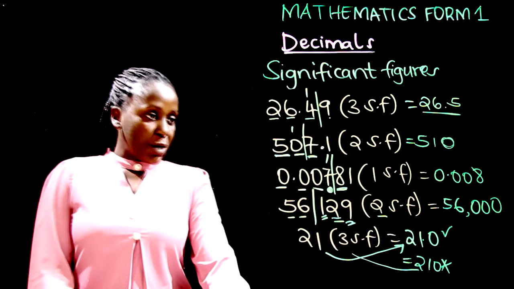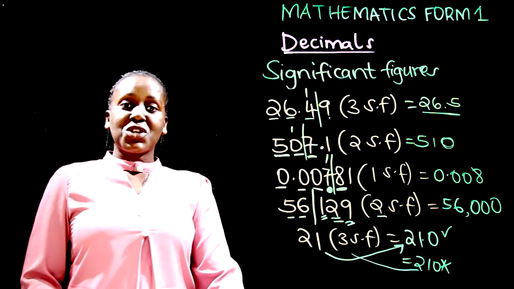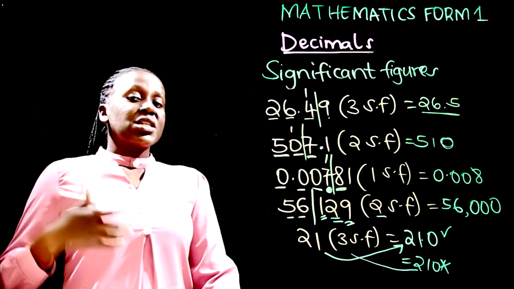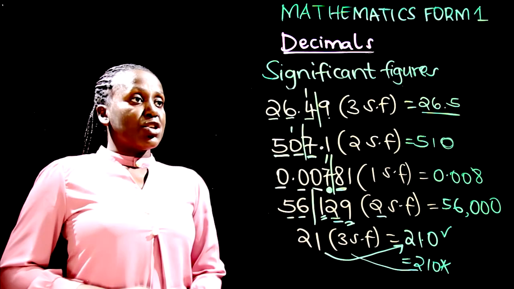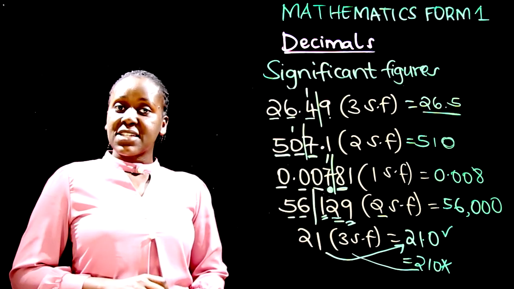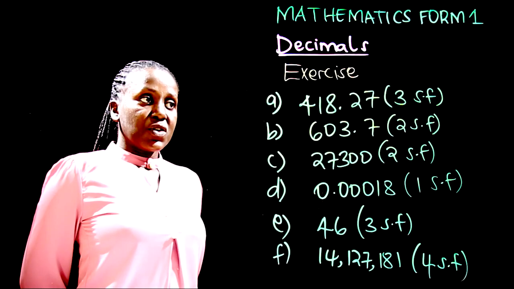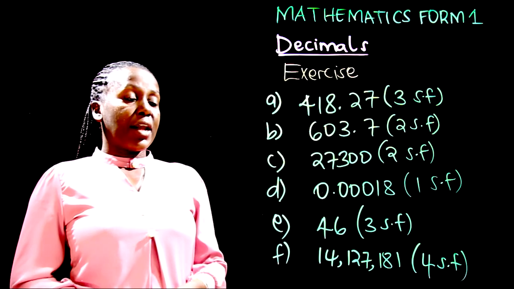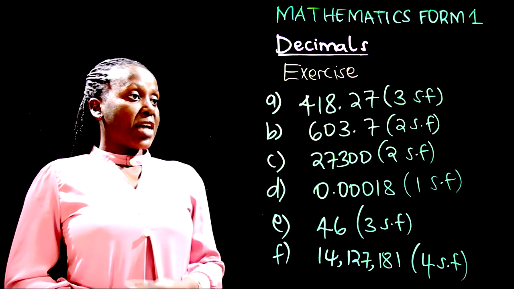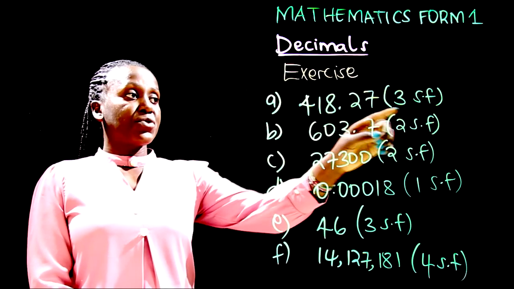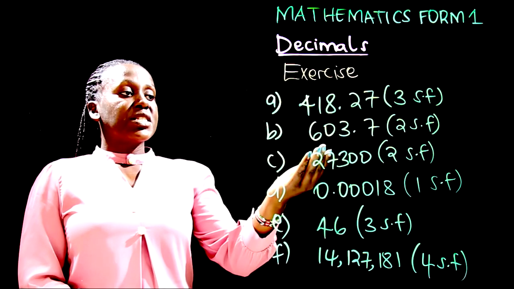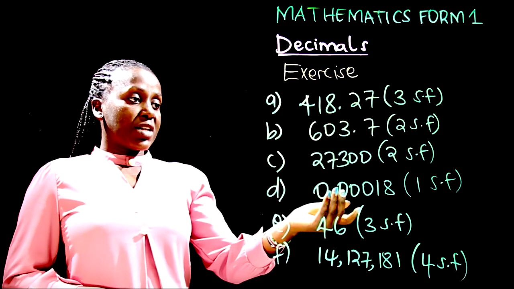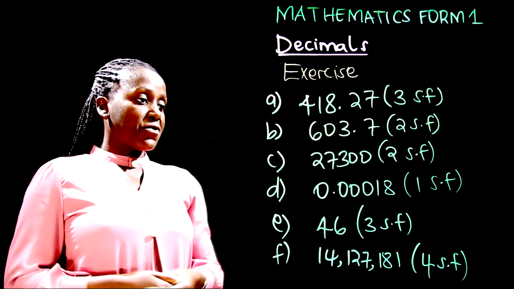Okay? Now, having done all these examples, I'm going to give you an exercise that you are going to use to test whether you have understood how to use each of the four rules that must be used to determine the number of significant figures in a number. You will attempt these questions to test whether you have understood the concept of writing numbers correct to a given number of significant figures. So in the first one, you will write 418.27 correct to three significant figures. 2, 603.7 correct to two significant figures. C, 27,300 correct to two significant figures.